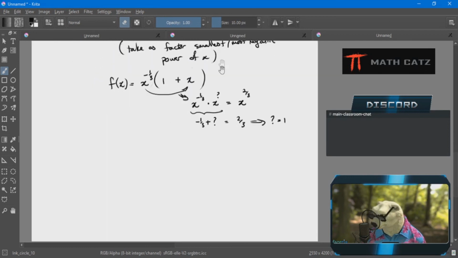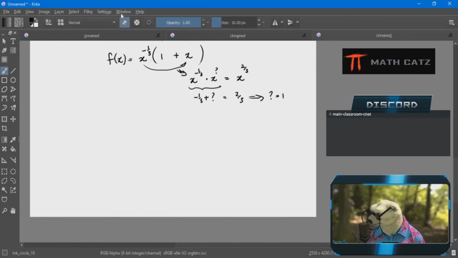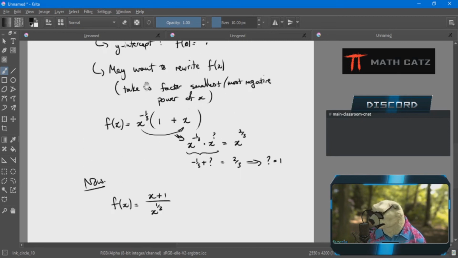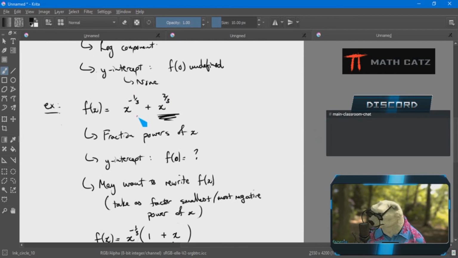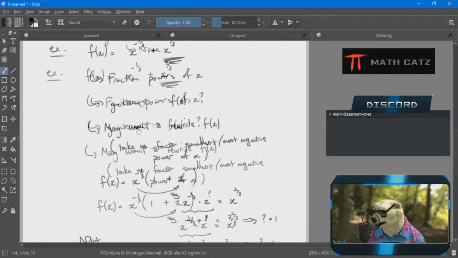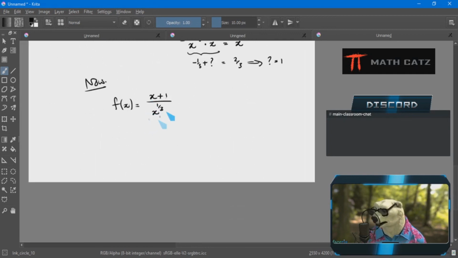Why? Because now I can see that actually this function does have a denominator. It wasn't obvious originally at all that this is actually fairly close to a rational function. It's not a rational function because the bottom one is not a polynomial. But it actually has a lot more in common with a rational function than anything else.